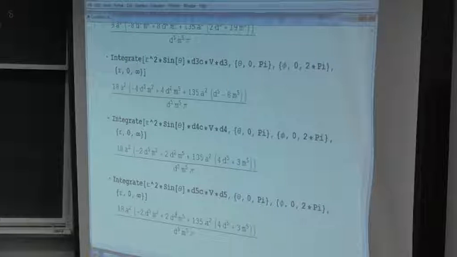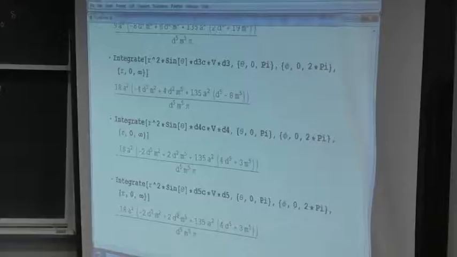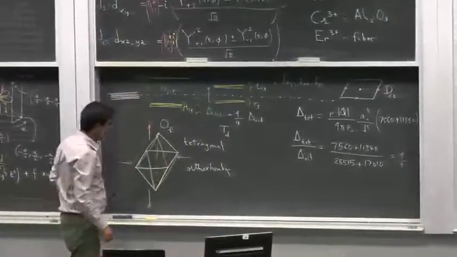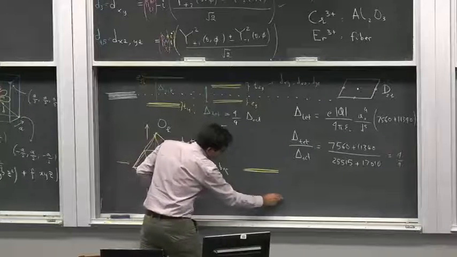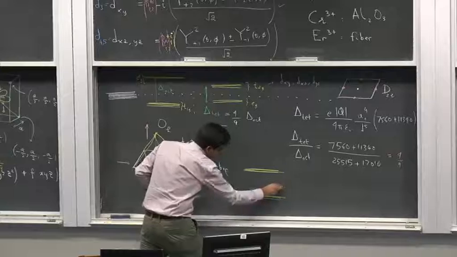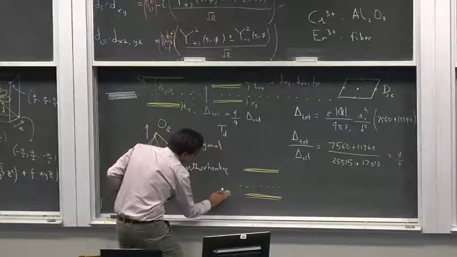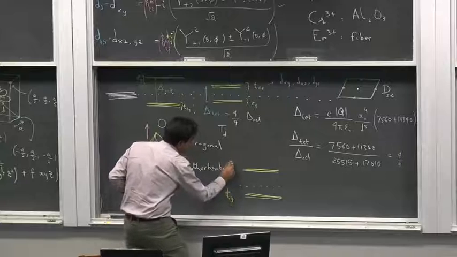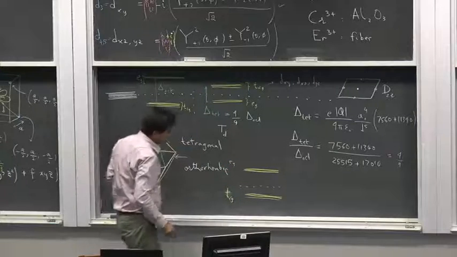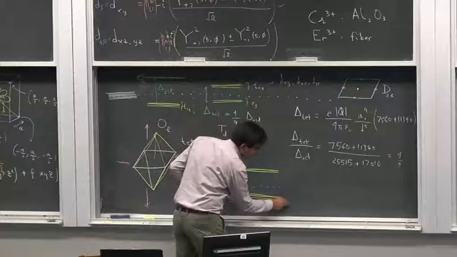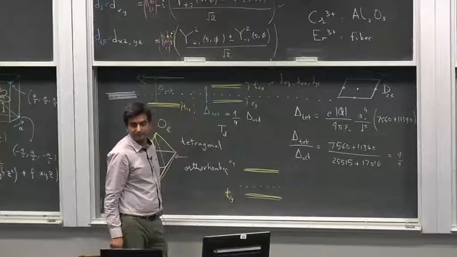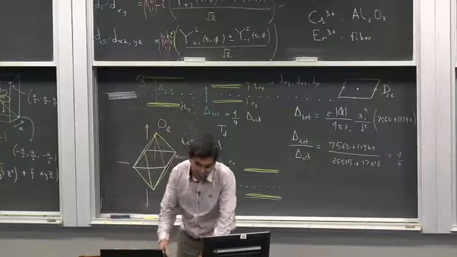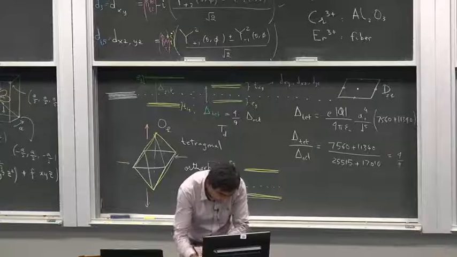So what happens is that because of the distortion of this tetrahedron, originally our octahedron was like this. These were EG, these were T2G, this was EG. Now what's going to happen is that two of these levels will change their energy. Okay? And how will they change their energy? We have to figure out whether they go positive or negative.